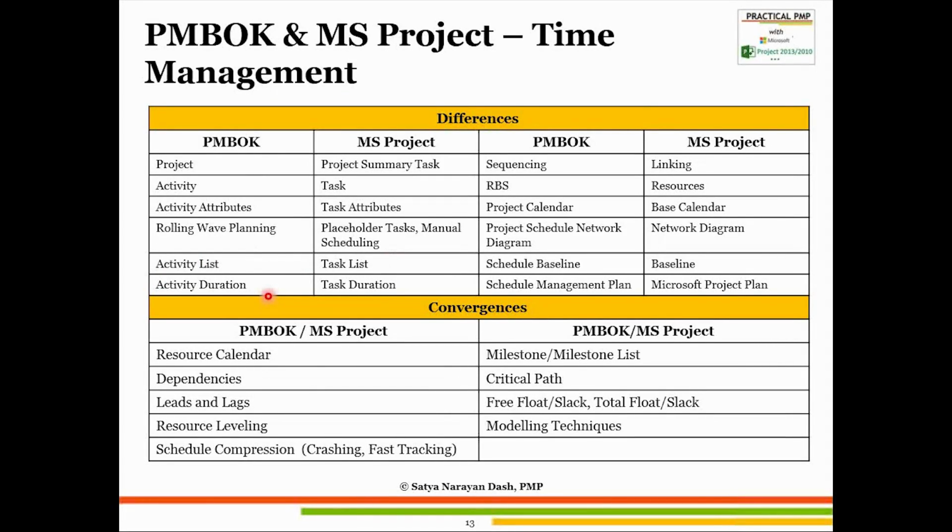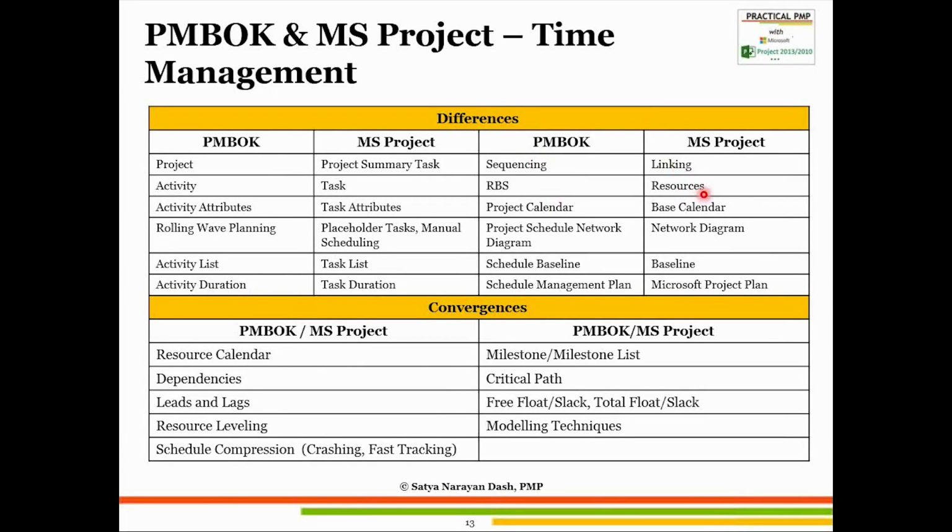In Microsoft Project it is called task list. Then there is activity duration, here it is called task duration. In the PMBOK guide there is a term called sequencing. It is a process out of the 47 processes. So there is something called sequence activities in time management.